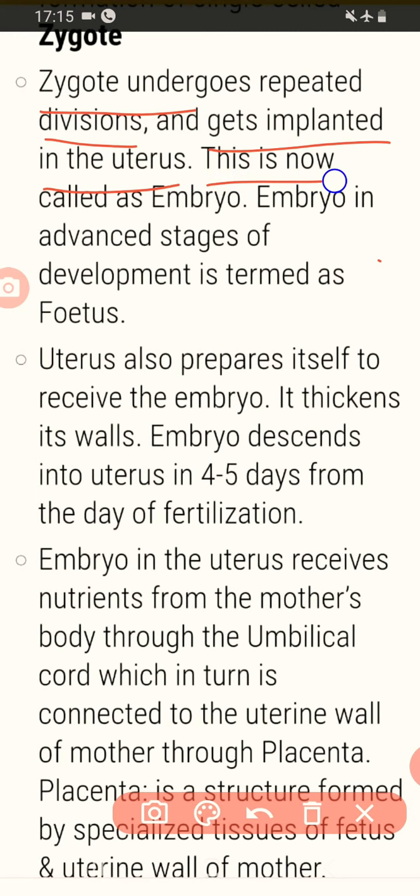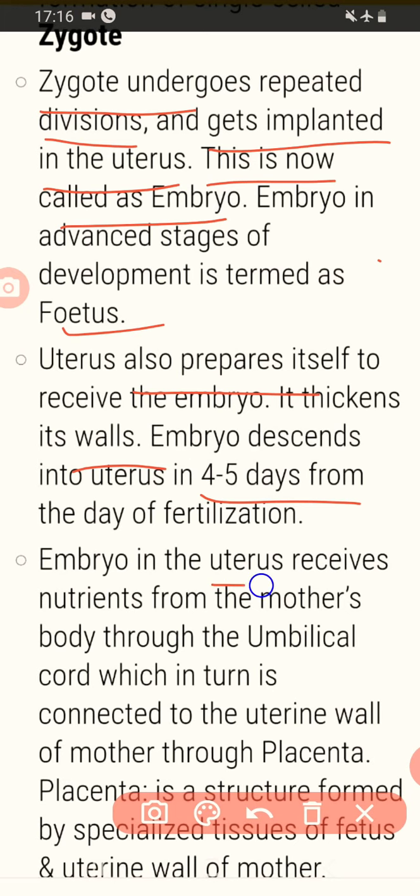So this is now known as the embryo, and in the advanced stages, a further developed embryo is known as the fetus. The uterus also prepares itself to receive this embryo. It thickens its wall, and the embryo descends into the uterus within 4-5 days from the day of fertilization, meaning it gets fixed and takes its position.